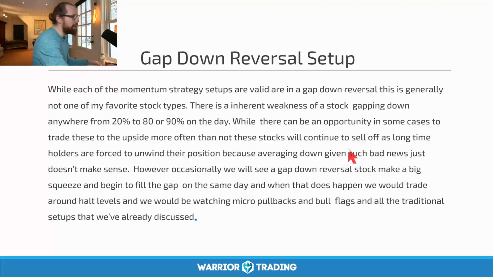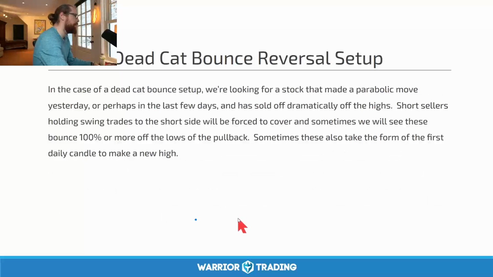So for that reason, try to keep an open mind that sometimes they're available, but again, it's not my typical. On almost any given day, I would much prefer to trade a typical momentum stock at the high versus a gap down reversal. So I call it a gap down reversal, the dead cat bounce setup. In the case of a dead cat bounce setup, we're looking for a stock that had made a parabolic move yesterday, or perhaps in the last few days, and then sold off really hard off the high.